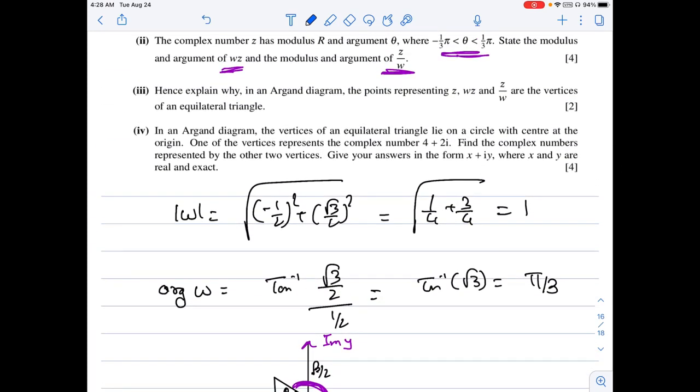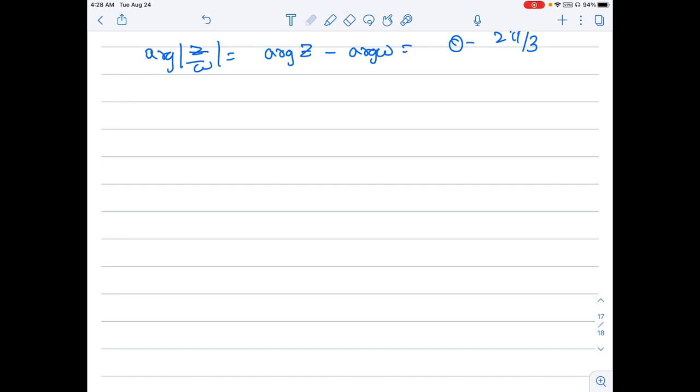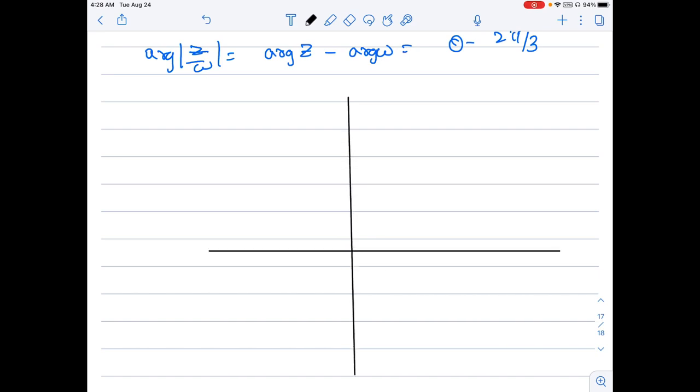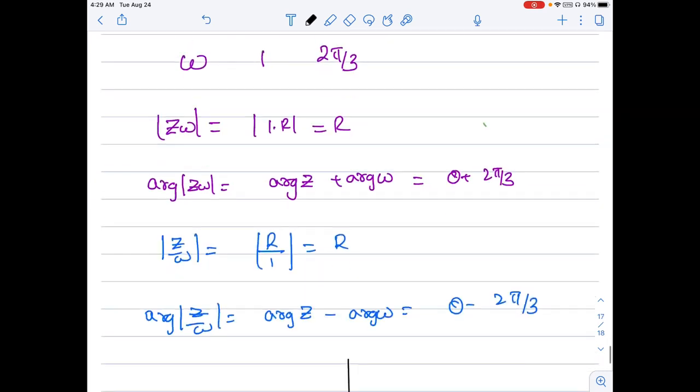Hence explain why in the Argand diagram the points z, z omega and z by omega are the vertices of an equilateral triangle. Why is it so? In an Argand diagram, let us try to draw it. Just now we got the argument of omega as 2 pi by 3. What is being asked? The three complex numbers z, omega z, and z by omega are the vertices of an equilateral triangle.